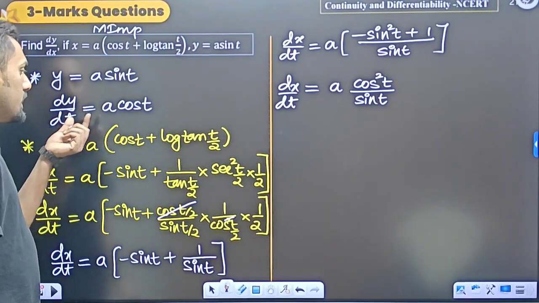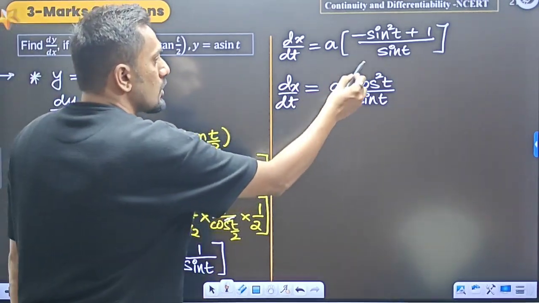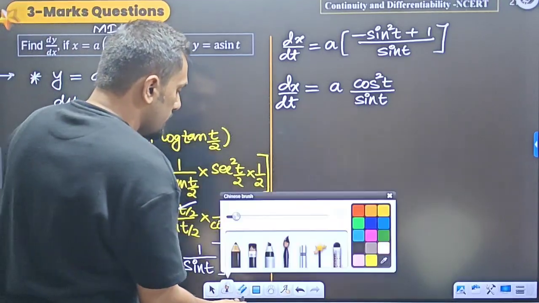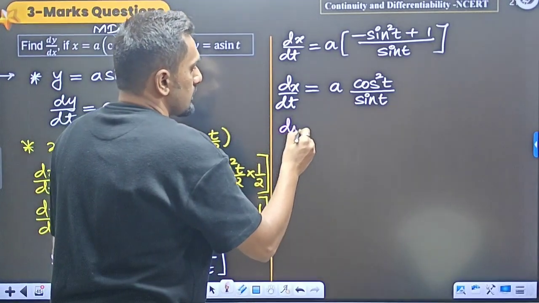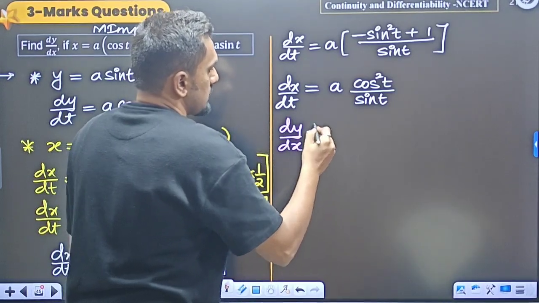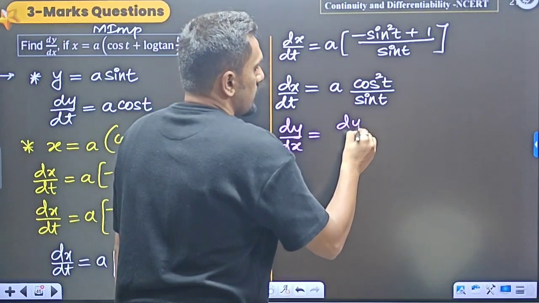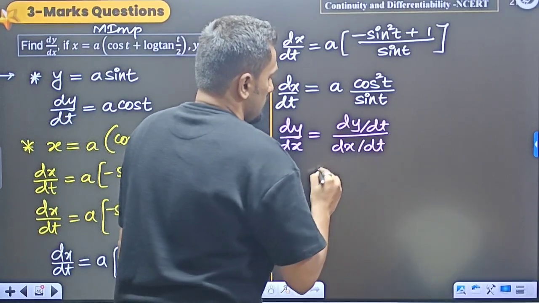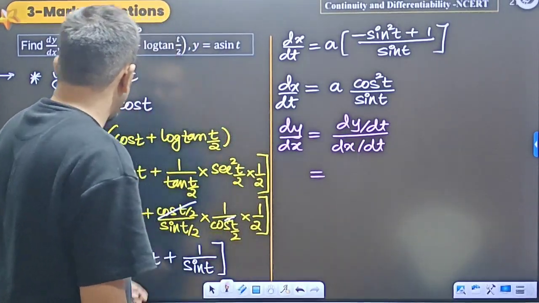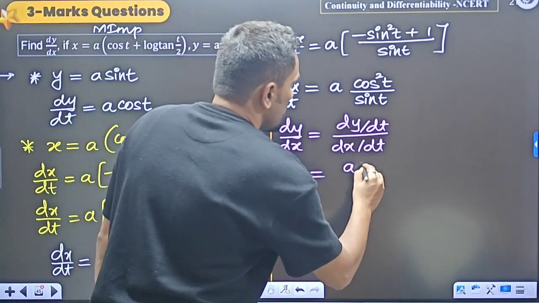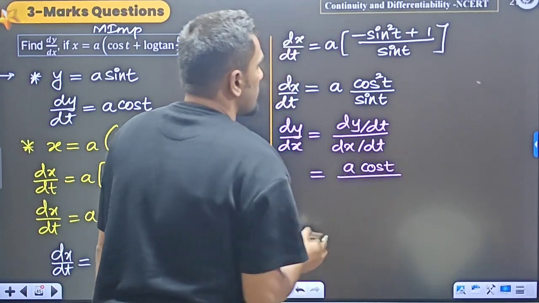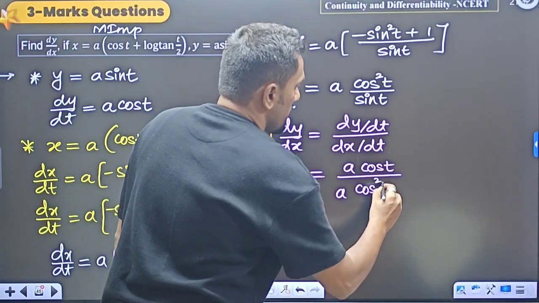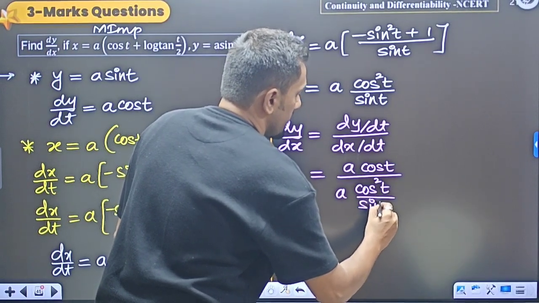Look here, dy by dt was a cos t, and dx by dt is a cos square t divided by sin t. Now I need to find dy by dx. For this what I should do is dy by dt divided by dx by dt. Then what is dy by dt? dy by dt is a into cos t, divided by dx by dt, which is a into cos square t divided by sin t, right?